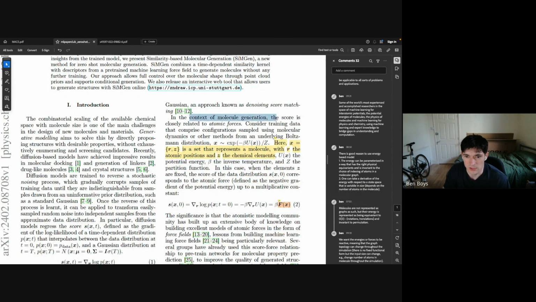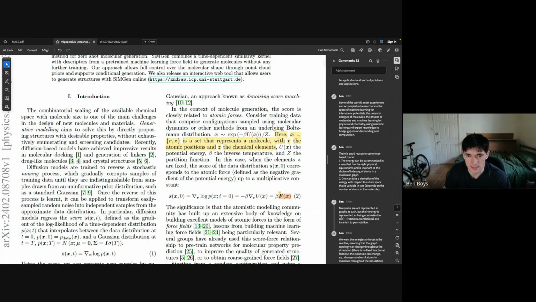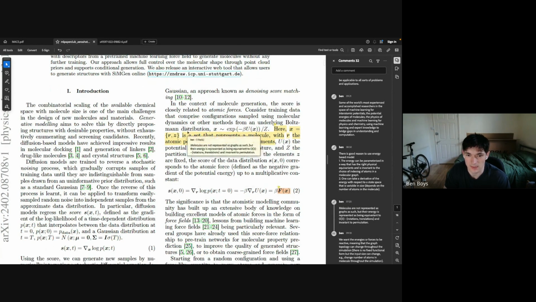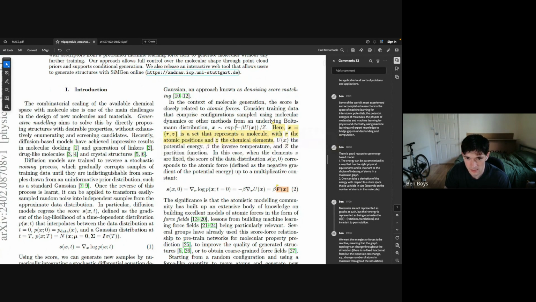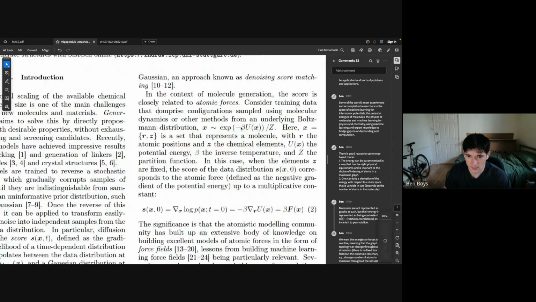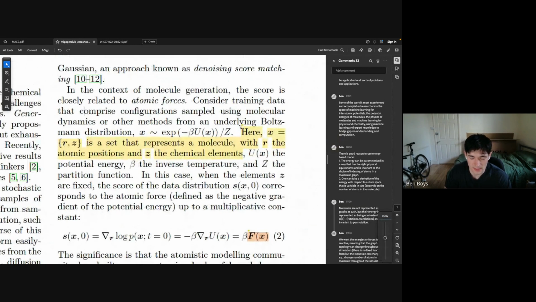In the context of molecule generation, the score is closely related to atomic forces. Consider training data that comprises configurations sampled using molecular dynamics or other methods from an underlying Boltzmann distribution. This is a nice thing to explain. This is actually the physical link, Peter, between the potential, the energy, and the force, which is the gradient of this energy. So the Boltzmann distribution is some kind of physical distribution if this potential represents the physical energy.